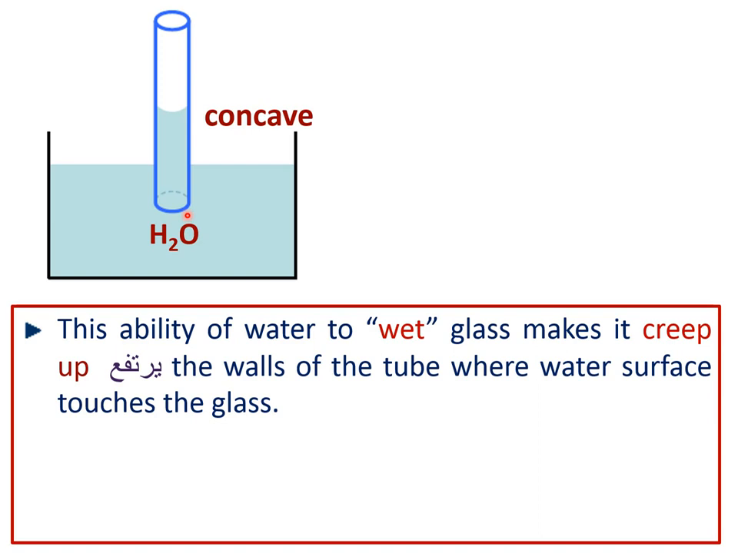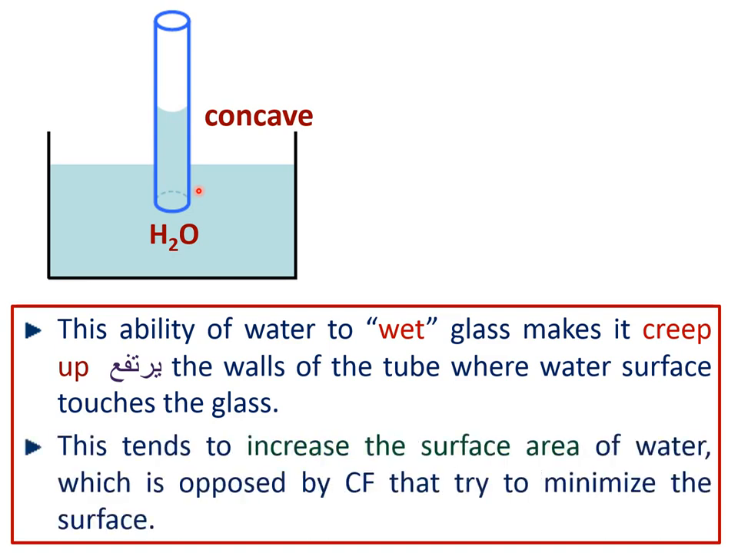Okay, so basically we will observe the spontaneous rising, and this rising stops exactly when the driving force for rising, which is basically based on the surface tension, exactly balances the weight of the water column. At that moment, the spontaneous rising is stopped. Okay. This tends to increase the surface area of water, which is opposed by cohesive forces that try to minimize the surface area.